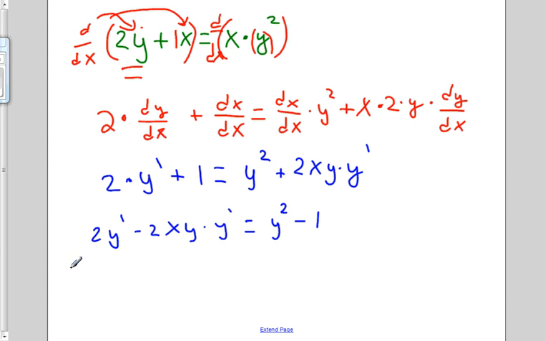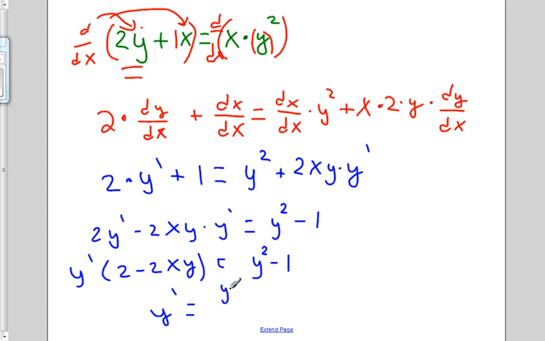And if we factor out a y prime, we're going to get y prime times 2 minus 2xy equals y squared minus 1. And then we can find that our derivative, y prime equals y squared minus 1 all over 2 minus 2xy.